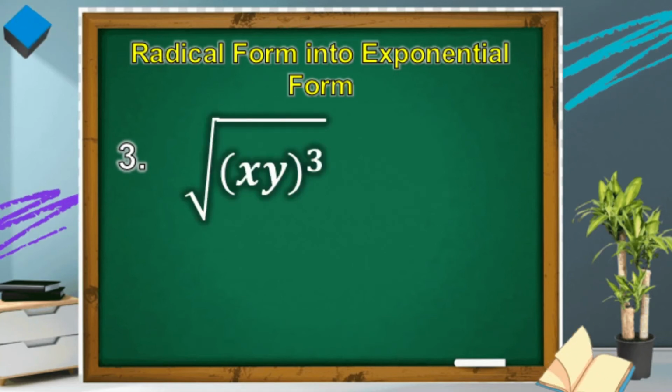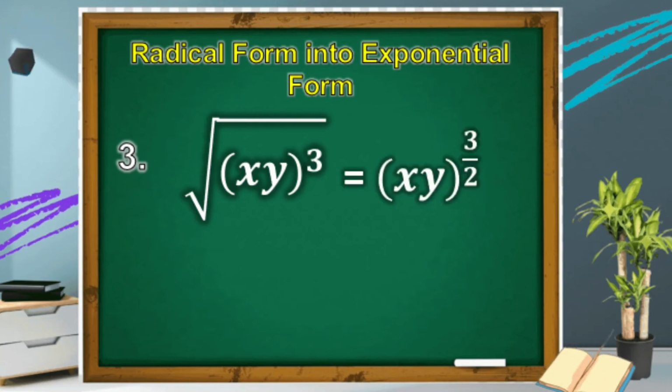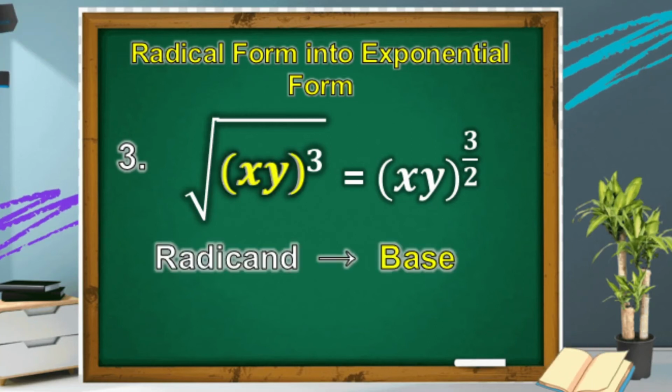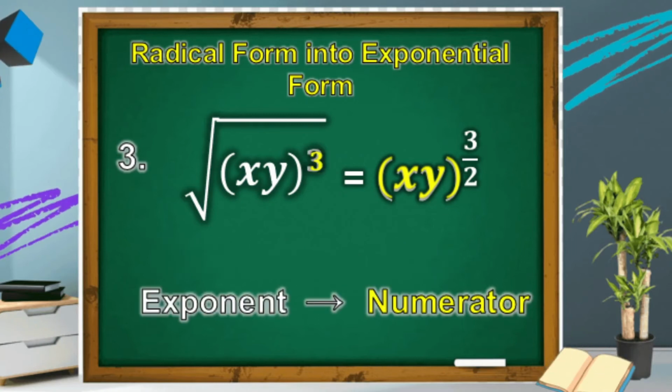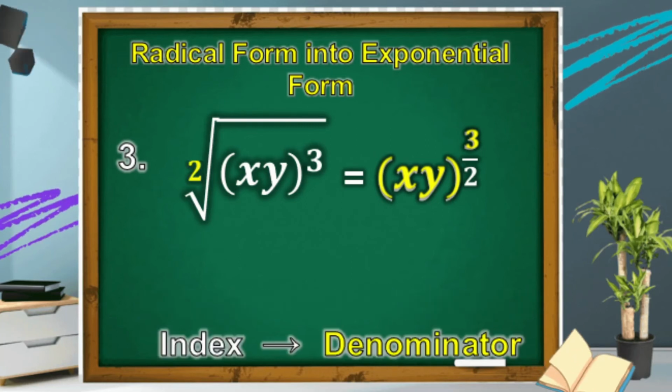Next is square root of quantity xy cubed. It can be written as quantity xy raised to 3/2. Si radicand xy, siya yung magiging base. And then, yung exponent natin na 3, exponent ng radicand, magiging numerator sa exponential form. And then, since square root ulit ang ating given, may index siya na 2. Siya naman yung magiging denominator sa exponential form.